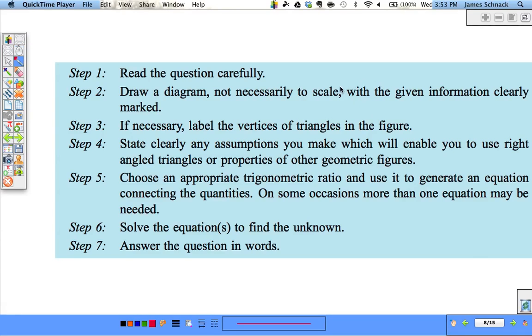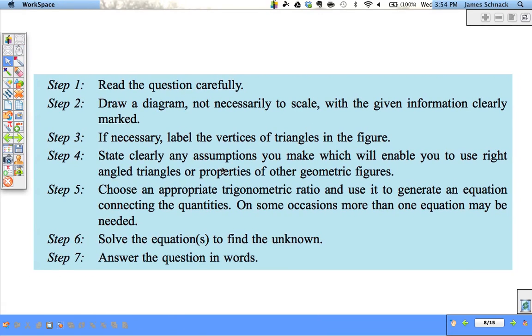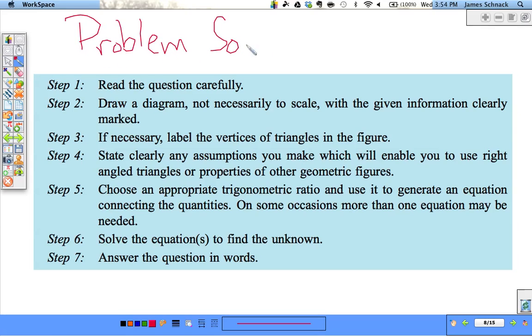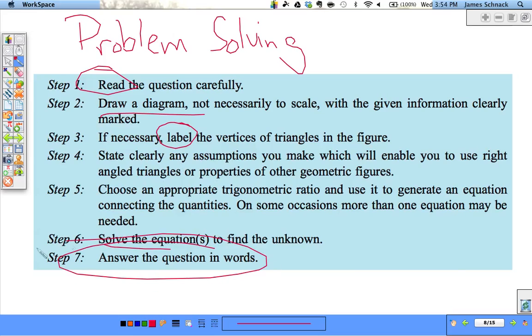So we've got a number of steps here, and I'm not going to tell you what we're doing yet because it should be pretty self-evident when you see these steps and you read through them. And I hope you've caught the drift that what we're talking about is problem solving today. Reading the question carefully, drawing a diagram, label. You got to consider assumptions that you make. Solve the equations, and finally, answer in words.